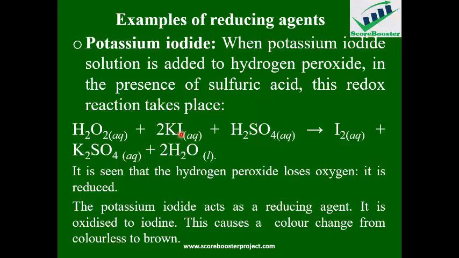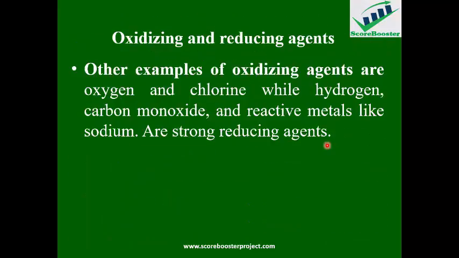What caused the reduction of hydrogen peroxide is this potassium iodide. The color changed from colorless to brown. Potassium iodide is colorless, but when it has been oxidized to iodine, the color of iodine is brown. So the reaction has taken place. That is enough reason for us to know that the reaction has taken place.